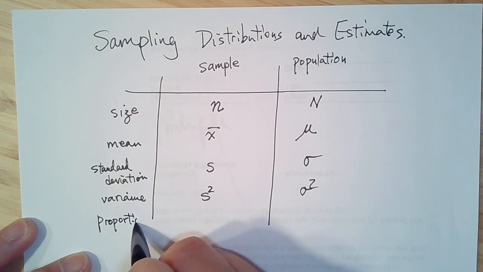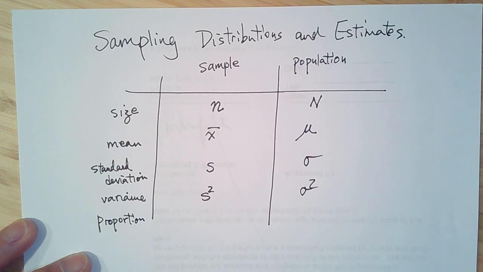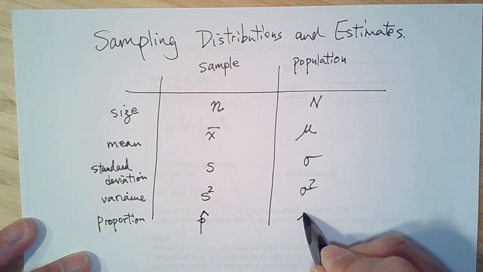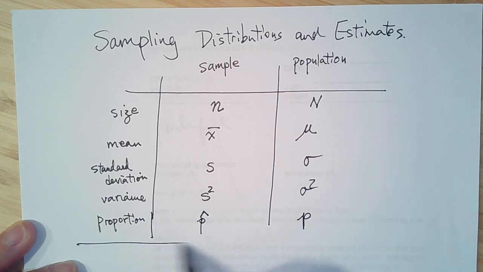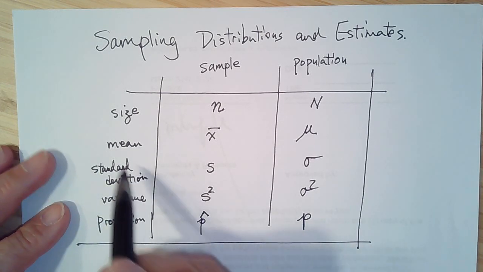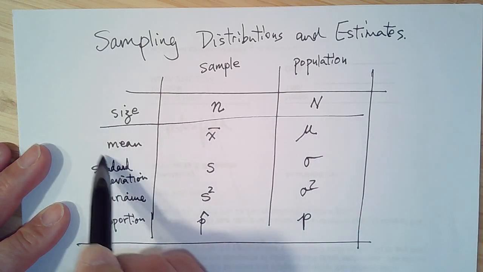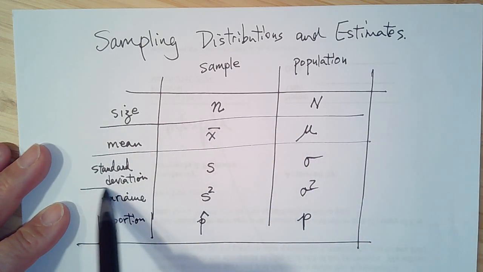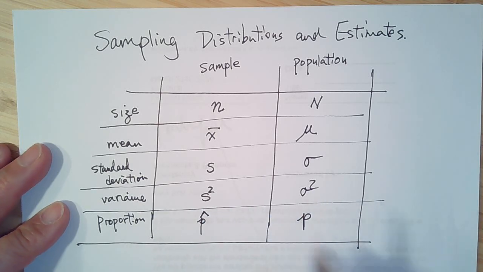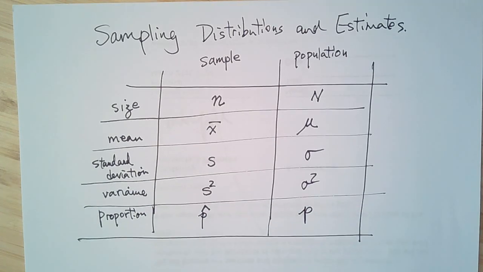Proportion. We use letter P hat for the sample, and this is P for the population. All right. So we do a quick review: this is the difference, that we use different letters to show those things for each, either a sample or a population.